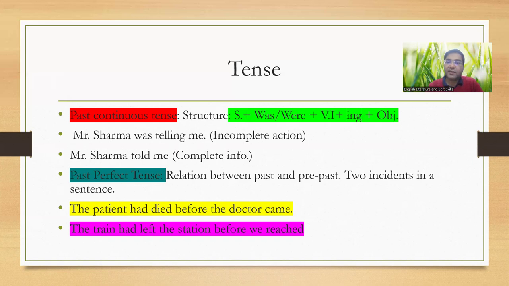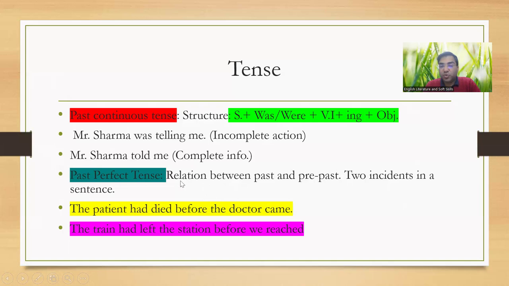I was writing a letter. Writing is the first form with ing. Writing what? A letter. I was writing a letter. Mr. Sharma was telling me. Mr. Sharma told me. This is past simple. Mr. Sharma told me. Mr. Sharma was telling me. Past continuous shows an incomplete action that's going on in the past, and past simple shows a complete action.